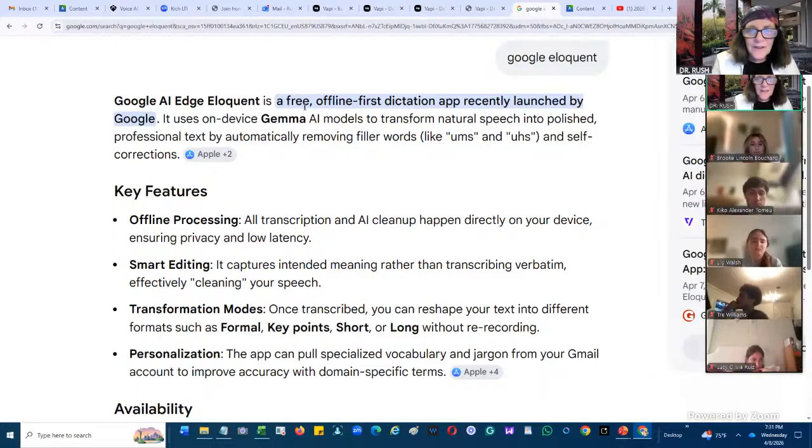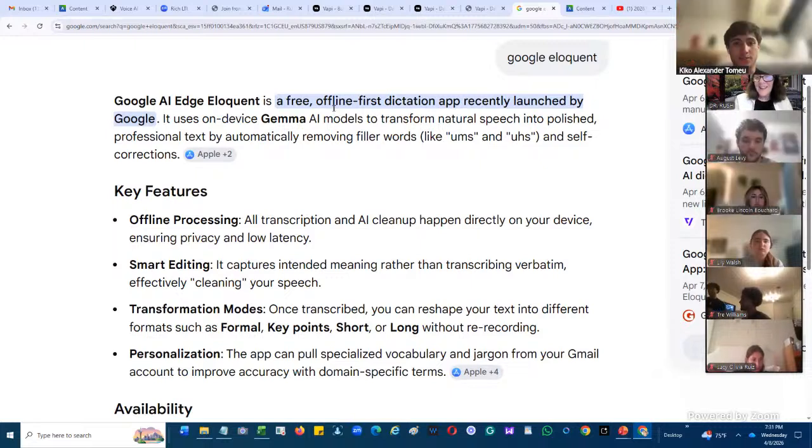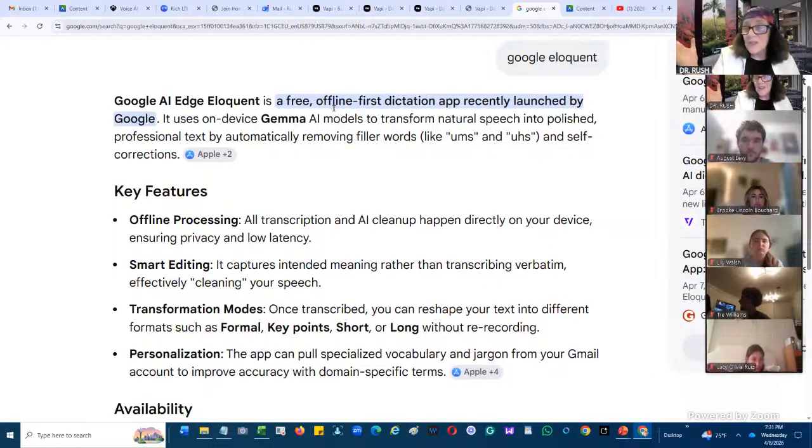If I have it free that I can see, and look at this, it's a free offline first dictation app recently launched by Google. We all know Google. And look at this. What does it say there? Kiko, offline. What does it mean offline? It's just like not using the cloud. Right, not using the internet. It's on where? On your device.